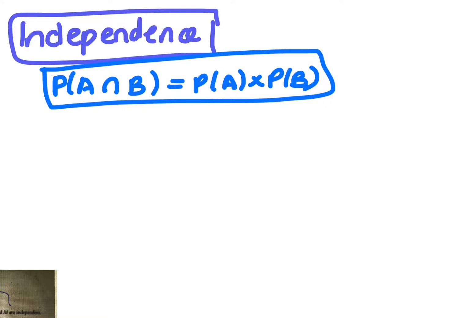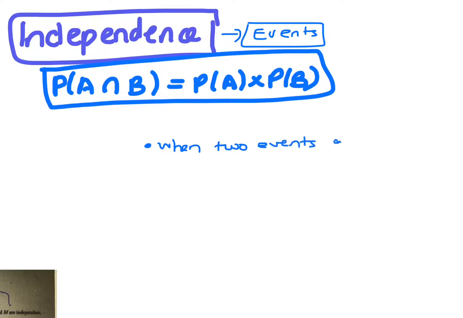Okay, I just want to talk about independence and what independent events are. An independent event is when you have two events and they stand independently of each other, so they don't affect each other. They're independent of each other.